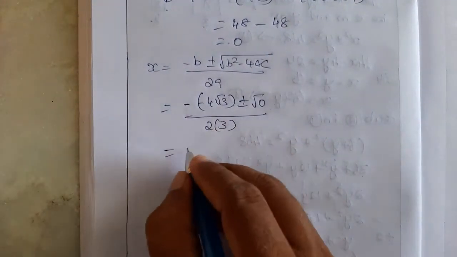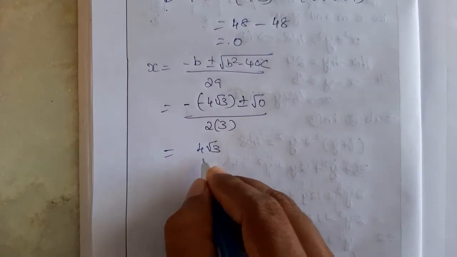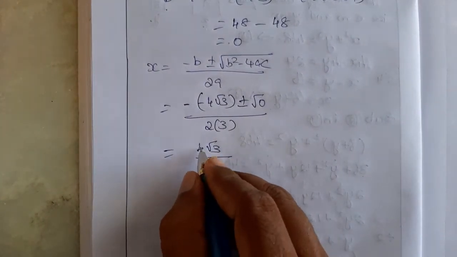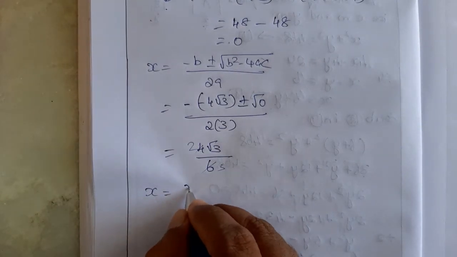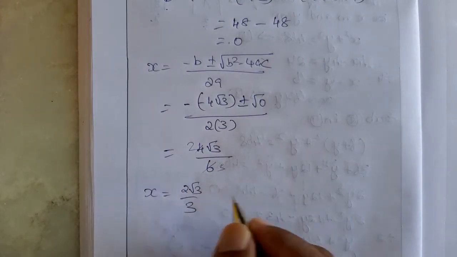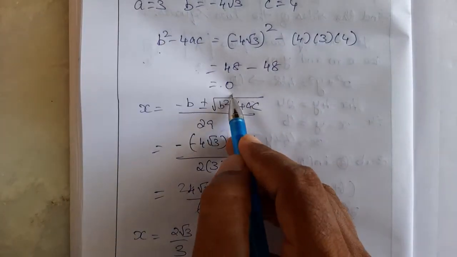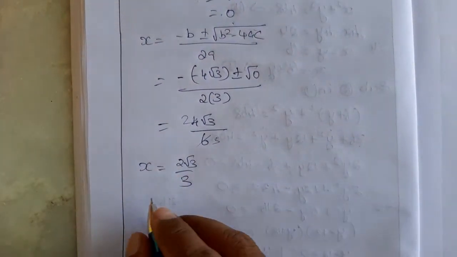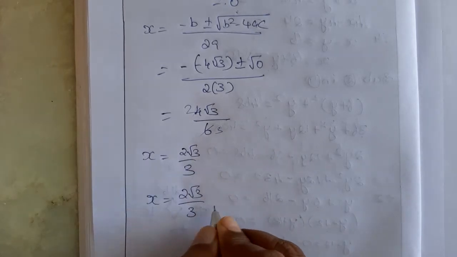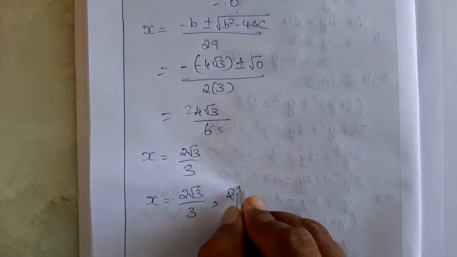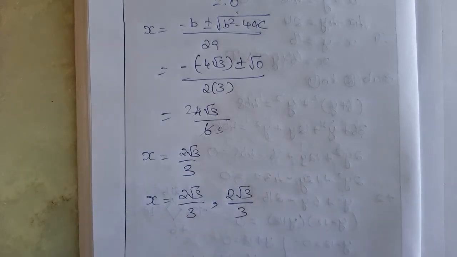So minus into minus is plus 4 square root of 3 by 6. This can be cancelled by 2, two times and 3 times. So x is equal to 2 square root of 3 by 3. Since the discriminant is 0, we have two roots that are both the same. So the value of x is equal to 2 square root of 3 by 3 and the other root is also the same.